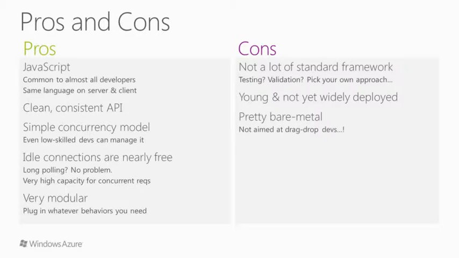Some of the cons of using Node.js are that many important functions such as testing, validation, etc. are not standardized on Node. There are a lot of modules that will fill these needs, but the choice can often lead to confusion. Additionally, Node.js is fairly young and not widely adopted. Technically, Node isn't even a 1.0 release, so more conservative developers may not be enthusiastic about using it. Lastly, Node is pretty bare metal, and it certainly isn't meant for drag-and-drop developers.